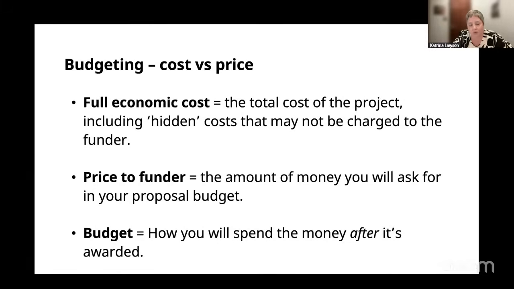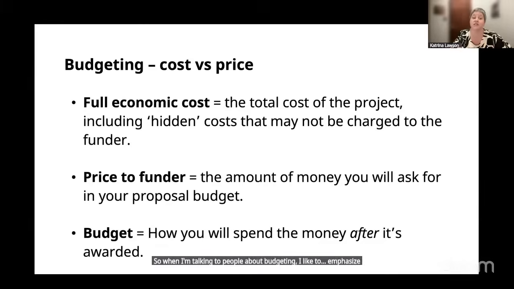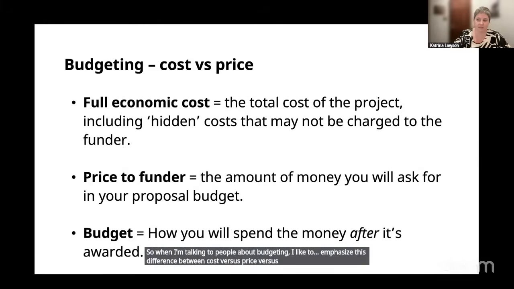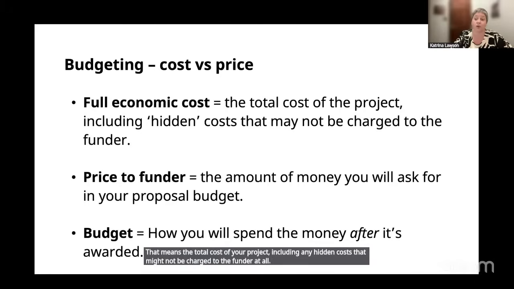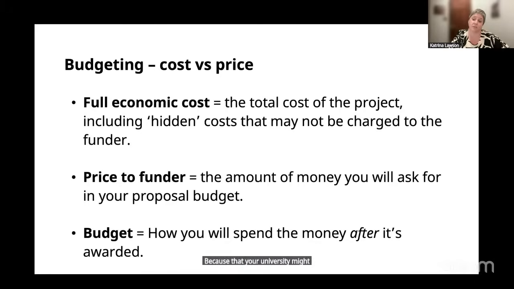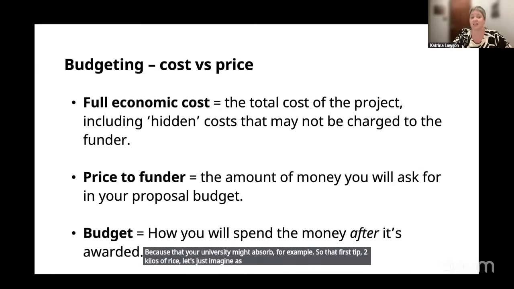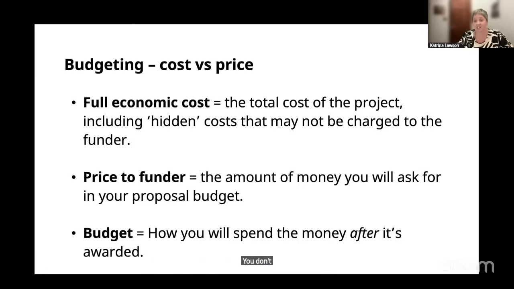So when I'm talking to people about budgeting, I like to emphasize this difference between cost versus price versus budget. You might come across this term FEC, or full economic cost. That means the total cost of your project, including any hidden costs that might not be charged to the funder at all, costs that your university might absorb, for example. So that first tick, 2 kilos of rice, let's just imagine as an analogy that that's the indirect cost that your institution is going to cover. You don't necessarily charge that to the next funder because that's already covered.